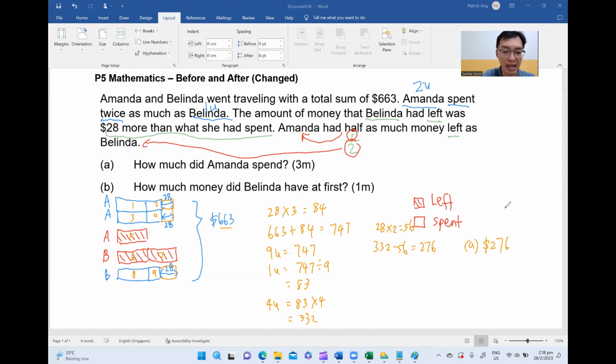Now let's find part B. How much money did Belinda have at first? To find how much Belinda had at first is actually very simple. Look at the blue and the red units. This is the total. So we got to find 4 units. Since we already found 4 units is 332, we just have to minus off this 28 that is not supposed to be there. So 332 minus 28, and we have 304. So part B, Belinda had $304 at first. Do you understand how to do this now?